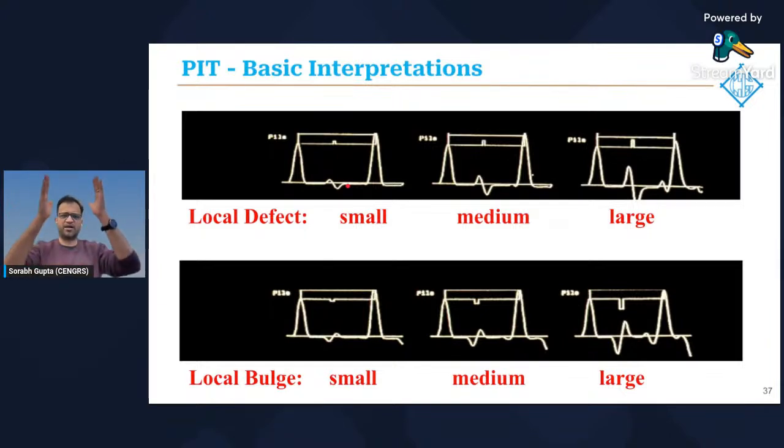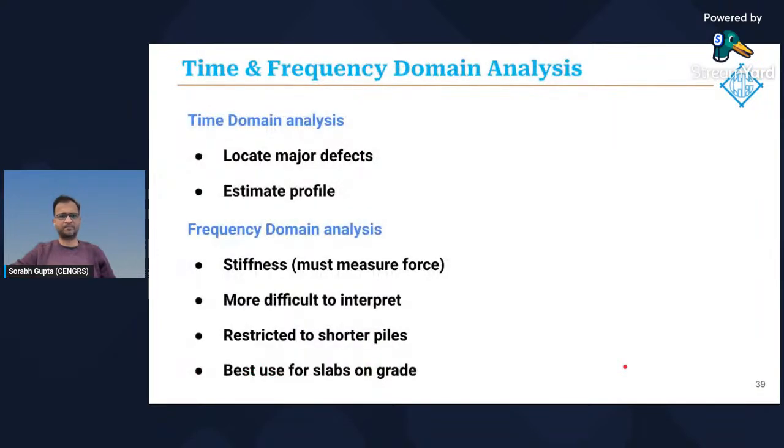At the same time, in some piles you might have a pot belly in between, or a bulge in between. In that case, you will get the same signal, except it will be inverted. So the velocity will reduce and then it will increase. When that happens, that shows me that there is an increase in impedance at that depth. So a small bulge, medium bulge, and a large bulge.